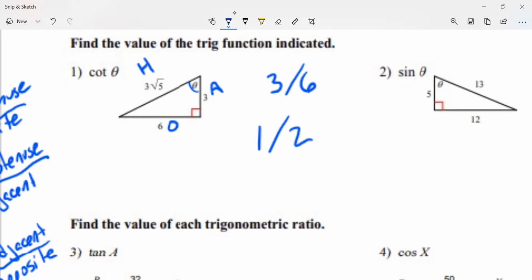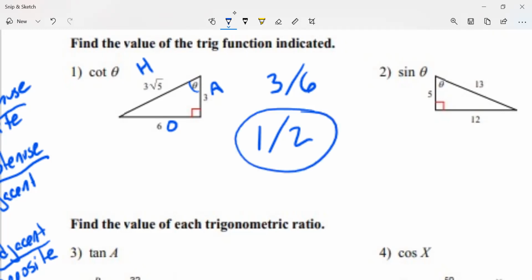Notice also, we've been typing fractions with a backslash. Notice I'm keeping the same idea. 1 over 2, I typed it as 1 backslash 2. Okay, that one wasn't too hard.